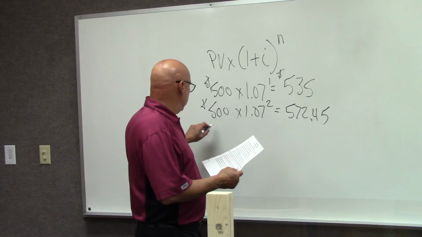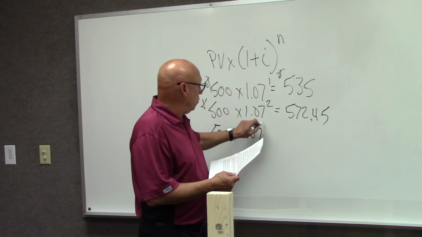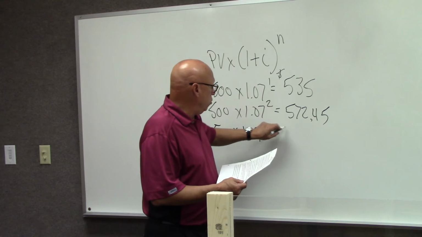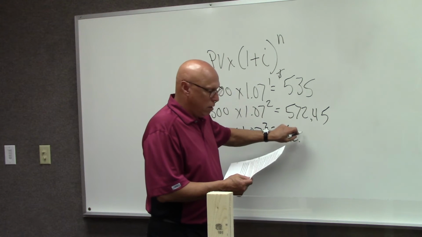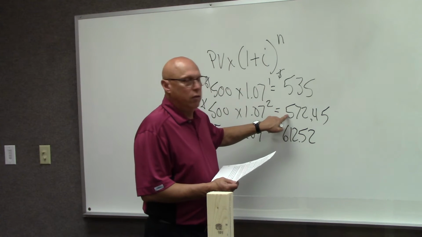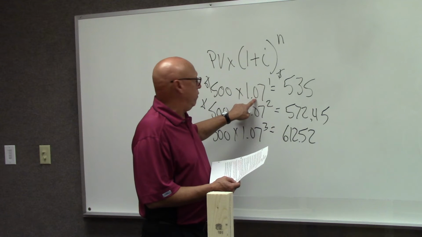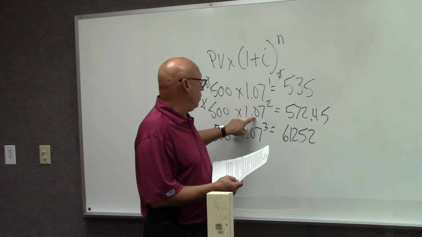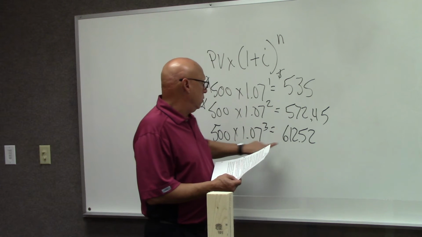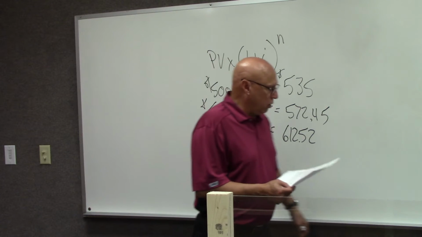How about in 3 years? 500 times 1.07 raised to the third, and you get 612.52, which is 7% higher than year 2. So if you took $500 times 1.07 times 1.07 times 1.07, you'd get 612.52.